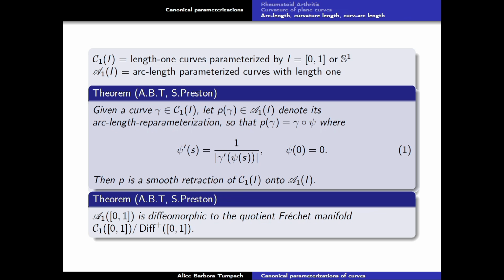You're taking an arbitrary parameterization and you project on this submanifold of arc lengths. So this projection actually is a smooth retraction from the ambient manifold of parameterized curves onto the submanifold of arc length parameterized curves. And also the space of arc length parameterized curves is diffeomorphic to the quotient of the space of all parameterized curves modulo the reparameterization group, which in this case is a group of diffeomorphisms of your parameter domain.